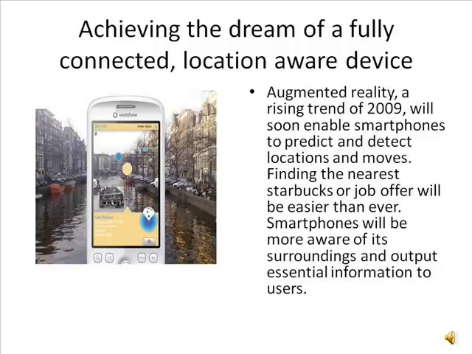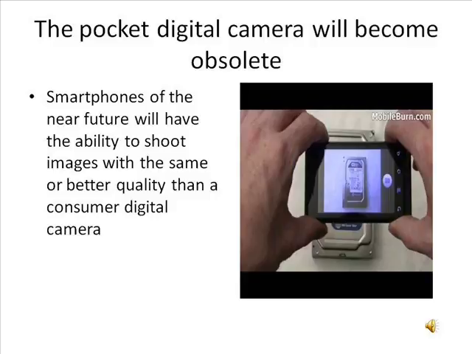In the future, our phones will become more aware of their surroundings. Augmented reality, a rising trend of 2009, will soon enable smartphones to predict and detect locations and moves. Finding the nearest Starbucks or job offer will be easier than ever. Smartphones will be more aware of their surroundings and output essential information to users. Lastly, smartphone users will never have to carry a camera around, for smartphones in the near future will have the ability to shoot images with the same or better quality than a consumer digital camera.